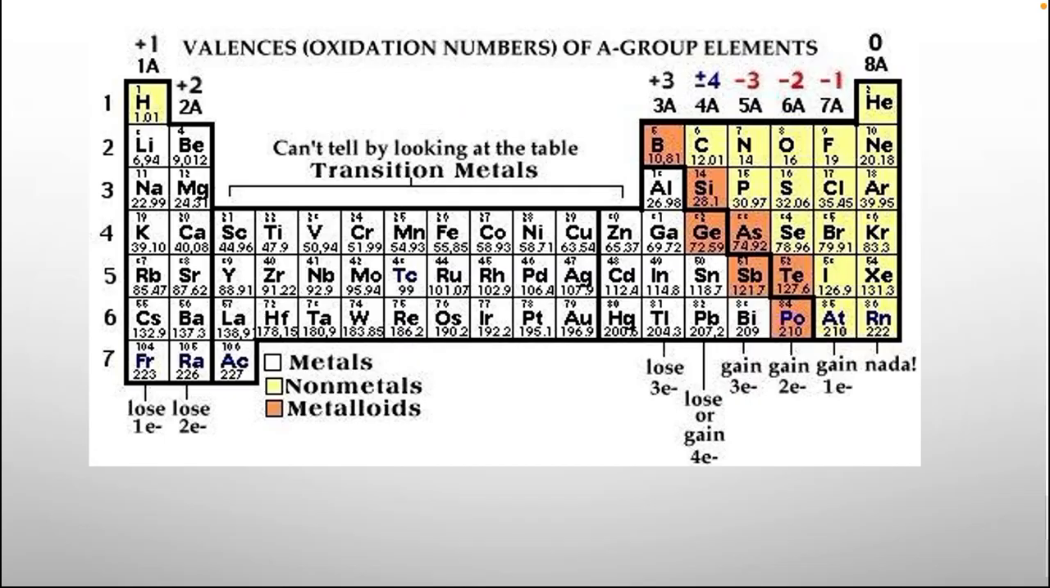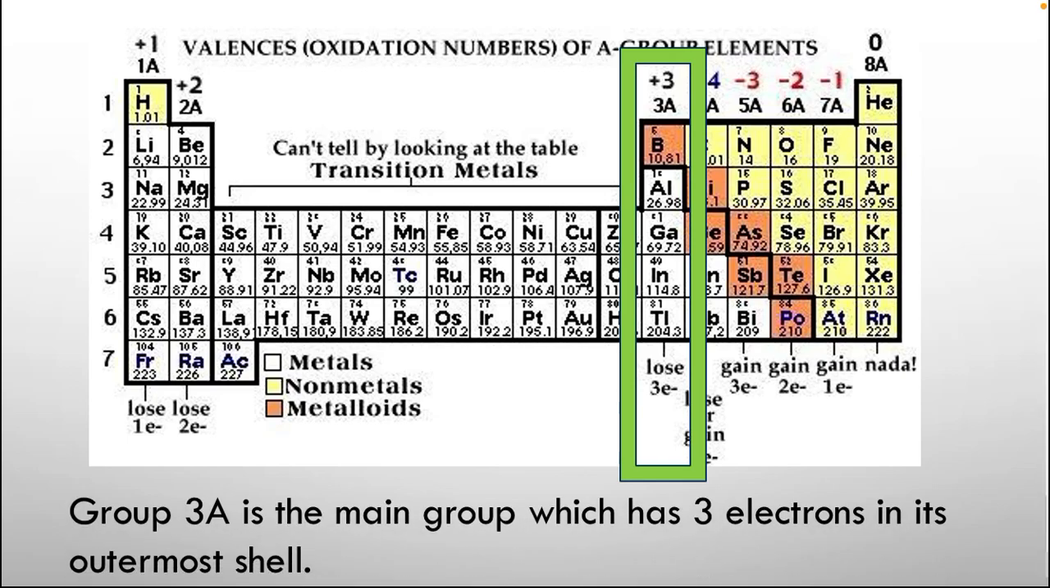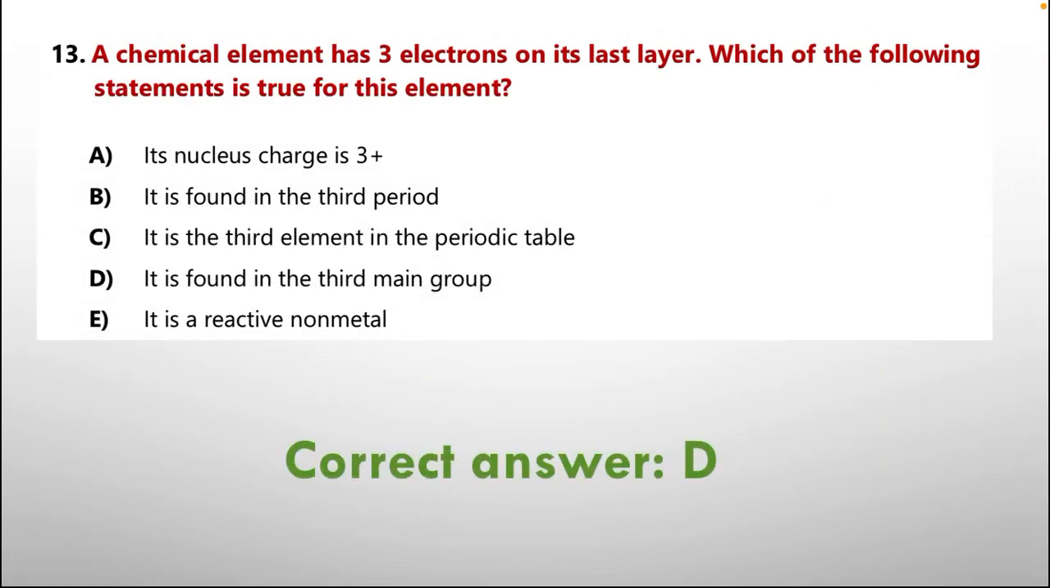So here is some explanation, and there is the periodic table. The third main group, 3A, contains these elements: boron, aluminium, gallium, indium, thallium. So group 3A is the main group which has 3 electrons in its outermost shell. According to that, option number D is correct. It is found in the third main group, because in the last layer it has 3 electrons.